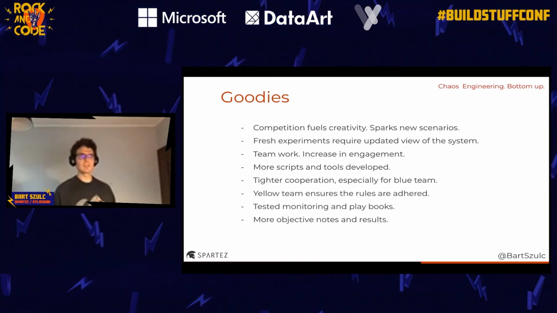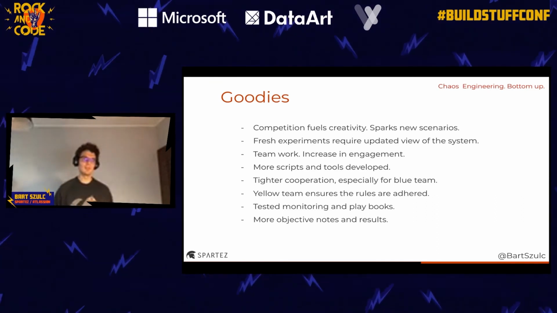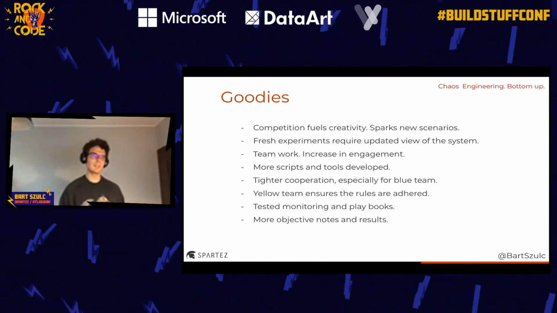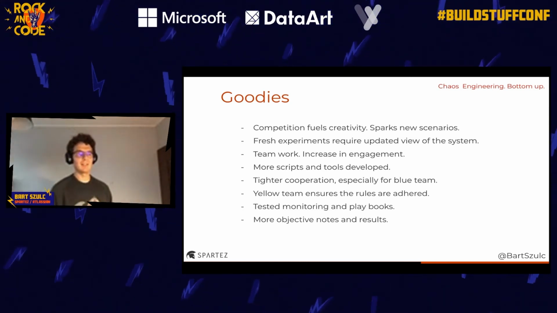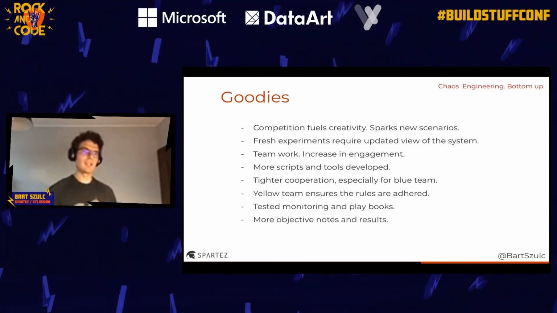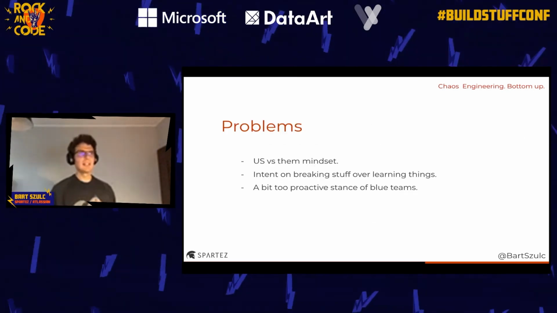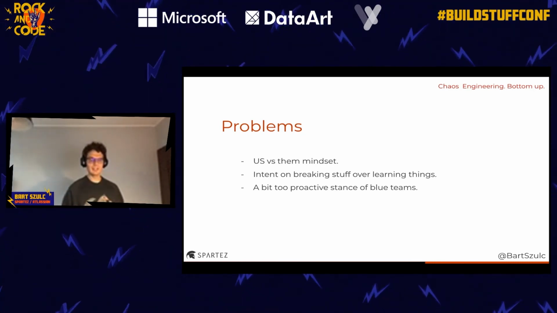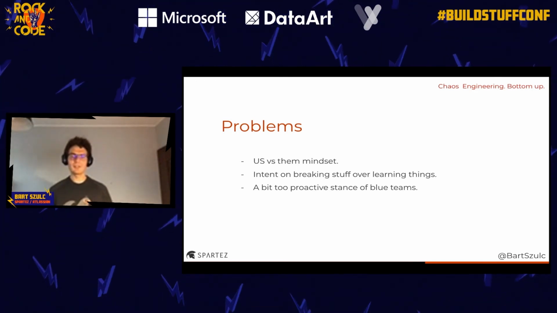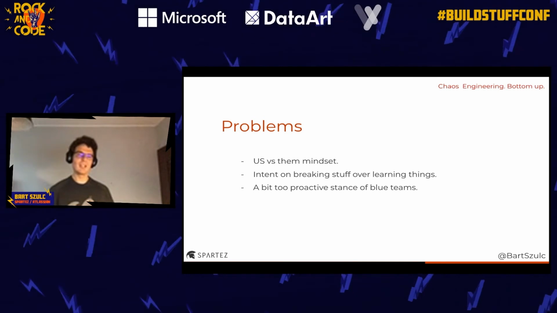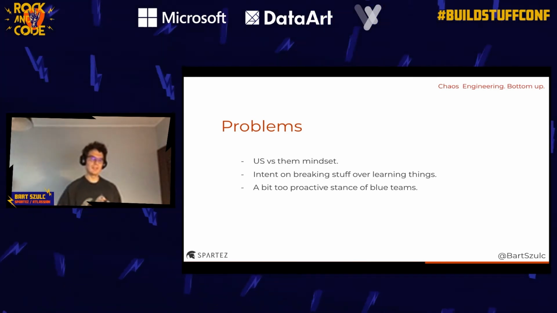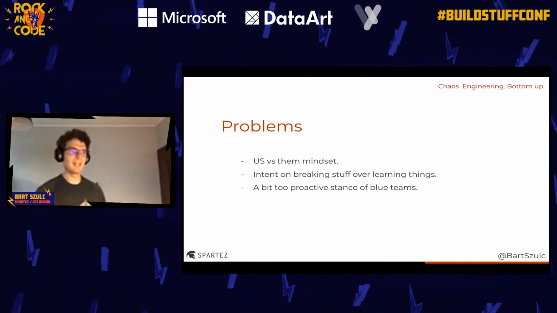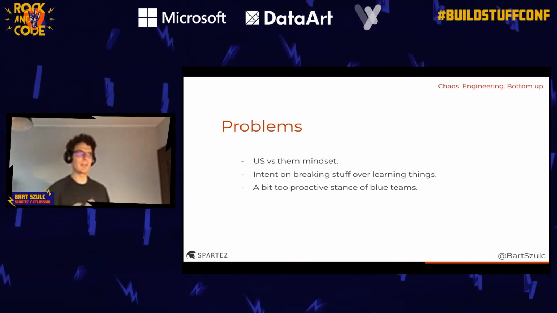And the yellow team ensures the rules are adhered to, so there is no cheating. Whenever we try to fix problems, we are not relying on instinct, but rather on available documentation or runbooks. Still, there are problems with Chaos Bash. For instance, this us versus them mindset. This is something that comes from competition. So sometimes it can be a challenge to focus on proving that the system can withstand, not on breaking the system while the other team has problems recovering it.